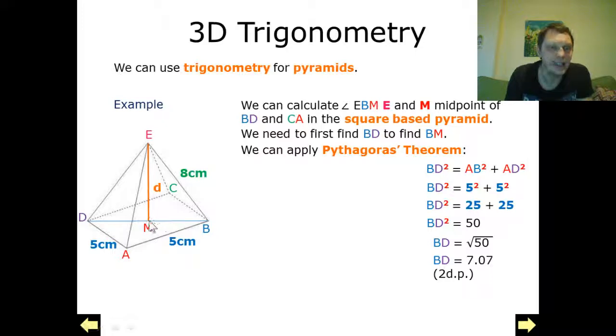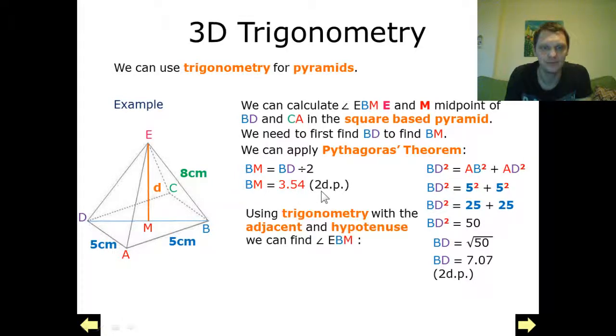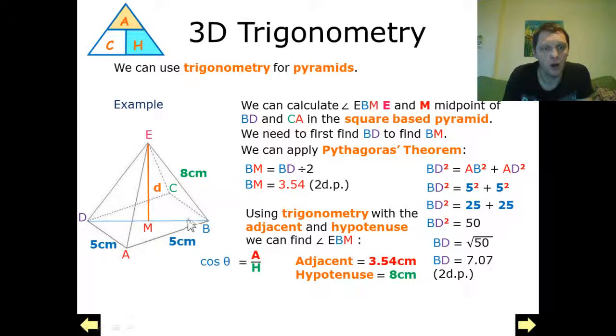Now, I need the length of BM to be able to find out what this angle is, because I've already got my length of EB. So to do that, I'm going to halve the length of BD, which is going to give me a length for BM of 3.54 centimeters to 2 decimal places. Now I'm going to use trigonometry to find this angle just here. So I've got my adjacent, which is what I just calculated. I've got my hypotenuse. So because I've got those, I'm going to be using cos or cosine.